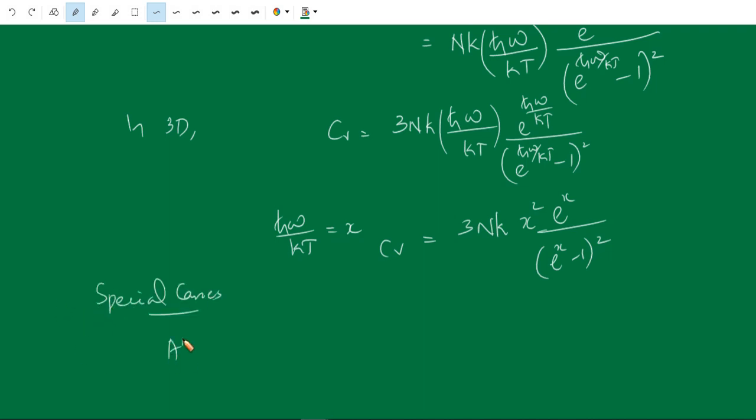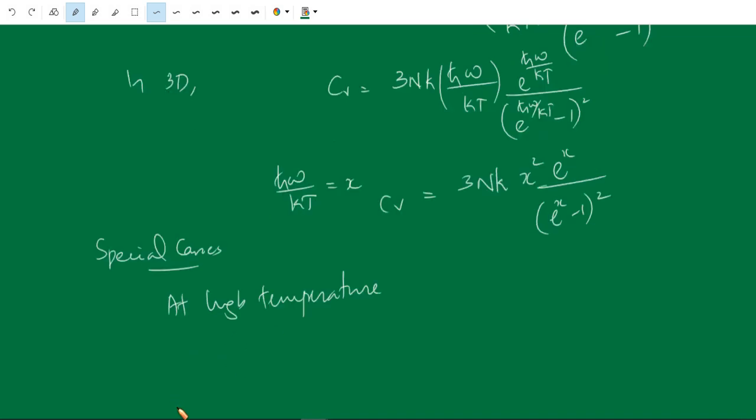So at high temperature. High temperature means the room temperature is considered as high temperature, 300 Kelvin. Okay. So at high temperature, what happens? This x is equal to h cross omega by kT. So this T is high, that means x is small. Therefore, e raised to x can be written as 1 plus x. So we can neglect the higher order terms.